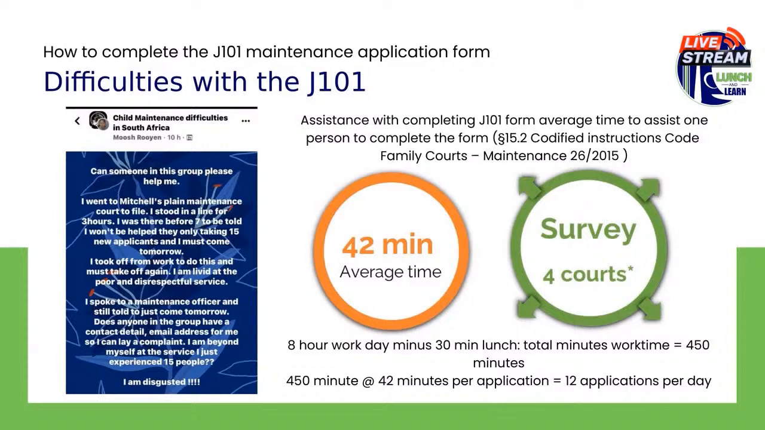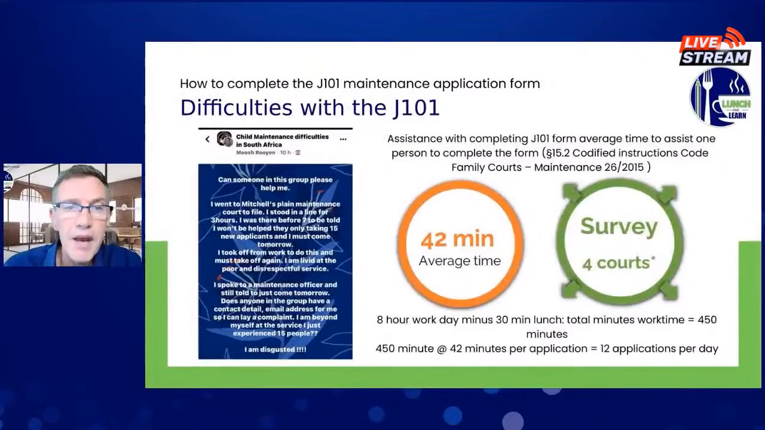I'm so disgusted. What I've done then is I compiled a little survey of my own, and I contacted about 4 or 5 magistrates, maintenance officers in our region. I spoke to the maintenance officer and I asked them, how long does it take on average for you to complete and assist a complainant to complete the J101 form? Shockingly, on average, they told me that it took about 42 minutes if they had to complete and assist each and every individual complainant to complete the form.